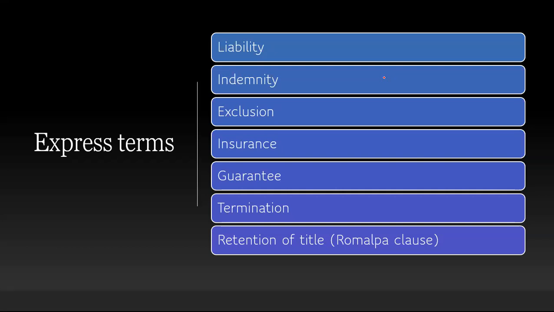Another topic in the legal aspect is the use of different express terms within a contract. In the study guide, they describe these terms, like the term on liability. Actually, to avoid confusion, I need to explain this to you. Liability is a word for second obligation.